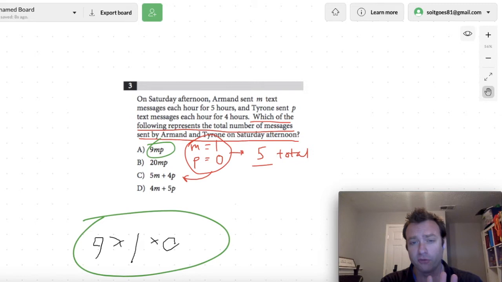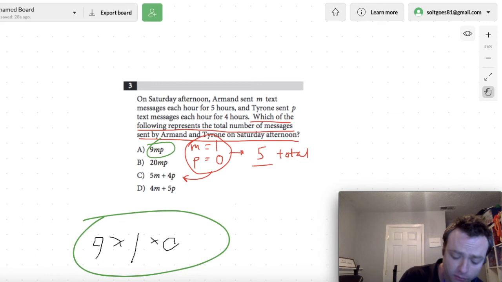If I go to the store 0 times for 4 weeks, how many times have I gone to the store? I've gone 0 times. Anything times 0 is always going to be 0. Does that make sense? Yeah. Okay, so it's not answer choice A. We know it's not answer choice A because the correct answer has to give us 5. So A is gone. Any questions? Got it so far. Okay, great.